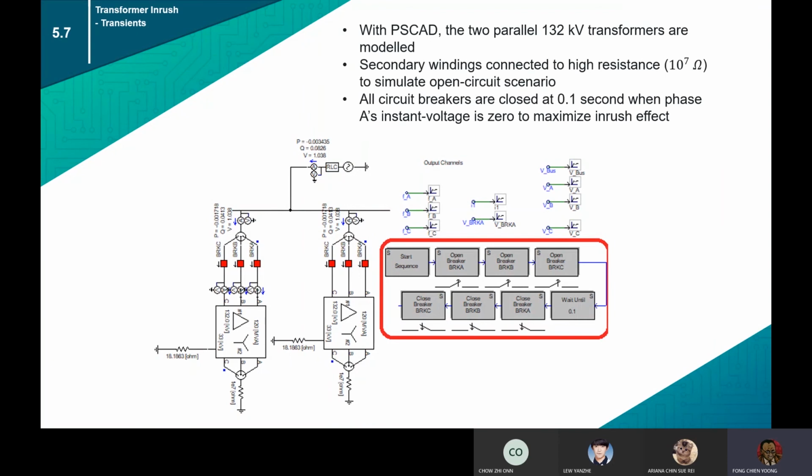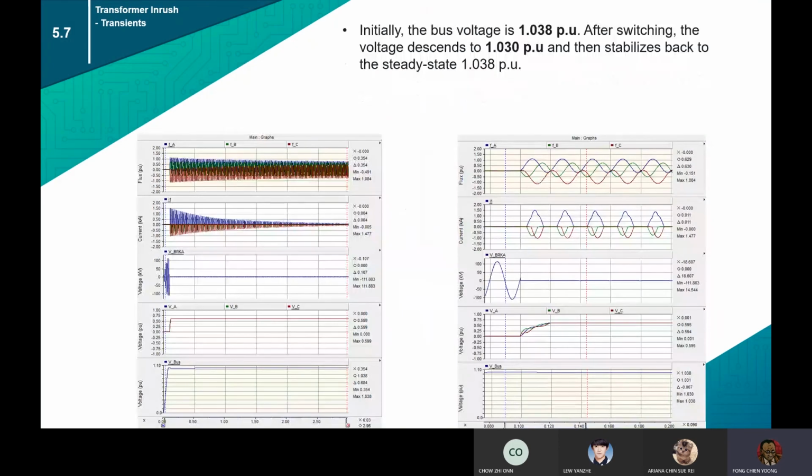transformer energization at the two parallel 132 kV transformers. So the second windings are connected to 10 to the power 7 ohms to simulate the unloaded scenario. All circuit breakers are closed at the same time at 0.1 second, when phase A's instantaneous voltage is 0, to maximize the inrush effect. So initially the bus voltage is 1.038, and then it sags to 1.03 and stabilizes back to 1.038.